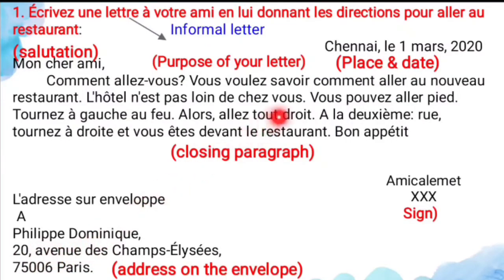And this is all about your letter. So what is the purpose of your letter? You are giving some directions to your friend how to go to the restaurant. So this is all about your letter writing. So first you have to write place and date, and second salutation, and third is purpose of your letter, and fourth closing paragraph, and fifth your sign, and sixth address on the envelope.